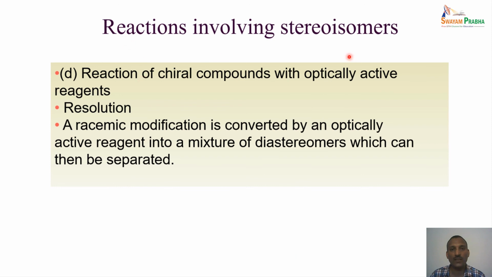The next one is reactions involving chiral compounds reacted with optically active reagents. This is basically nothing but resolution. In other words, a racemic modification is converted by an optically active reagent to a mixture of diastereomers which can then be separated. We will be studying about this elaborately in the next few sessions.